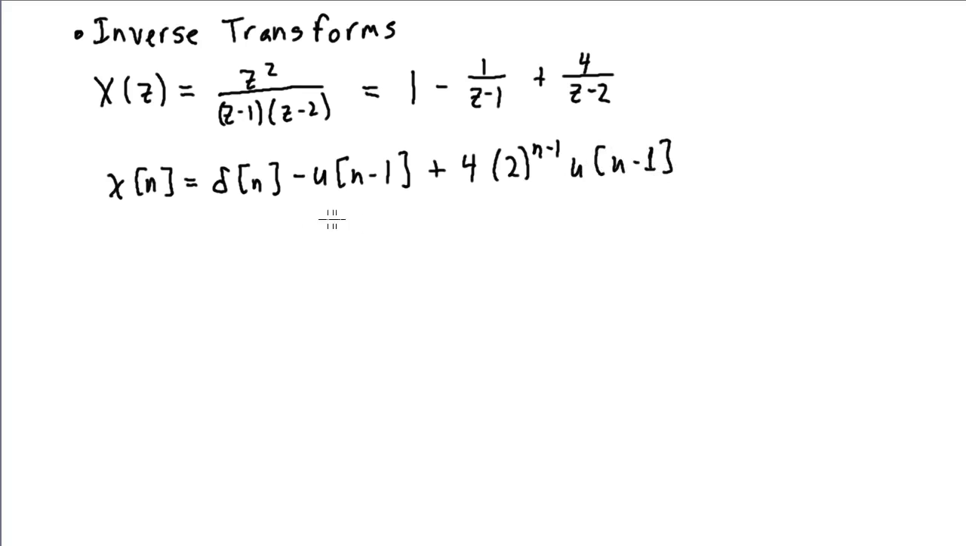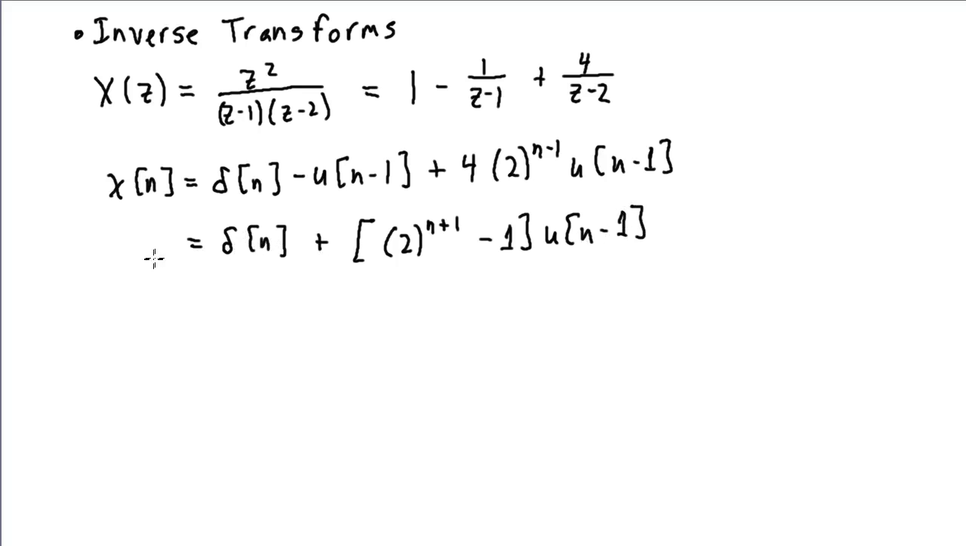I can simplify this a little bit. It's delta n plus, writing 4 as 2 squared, 2 squared times 2 to the n minus 1 will give me 2 to the n plus 1, and then the minus 1, all times u of n minus 1.